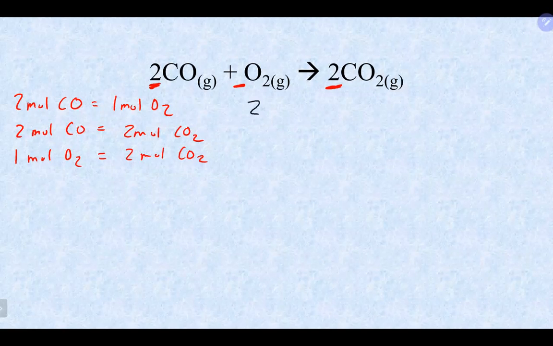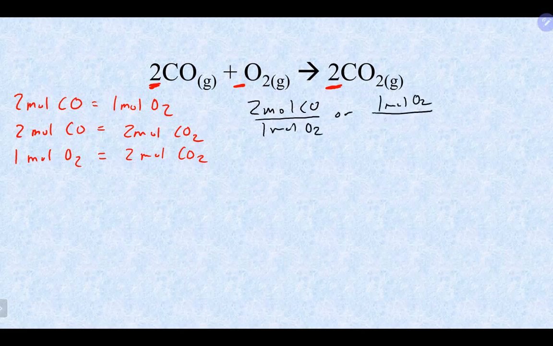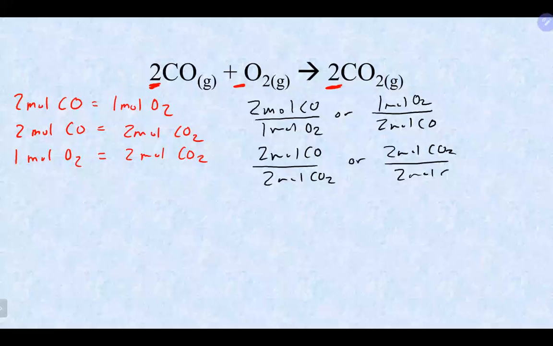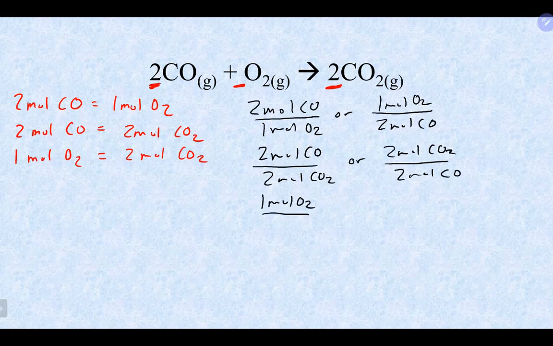So for example, for the first one there, we could write 2 moles of CO over 1 mole of O2, or we could write 1 mole of O2 over 2 moles of CO. We could also write 2 moles of CO over 2 moles of CO2, or 2 moles of CO2 over 2 moles of CO. And lastly, for the last one there, 1 mole of O2 over 2 moles of CO2, or 2 moles of CO2 over 1 mole of O2.